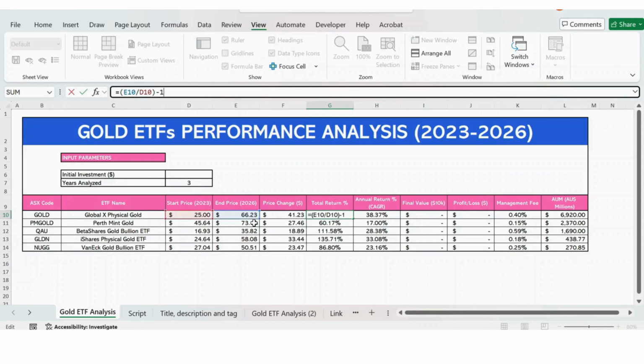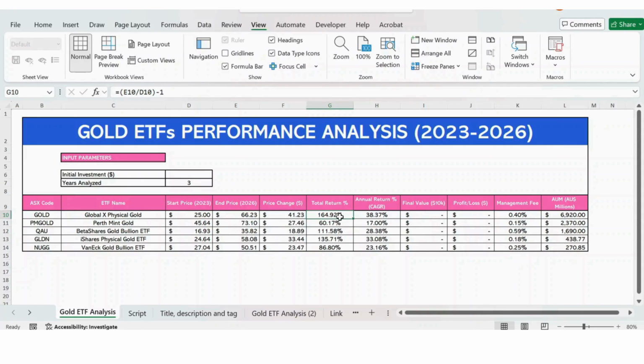Formula equals E10 divided by D10 minus 1. Let's calculate. GOLD equals 66.23 divided by 25 minus 1 equals 164.9%. Notice the huge spread from 60% to 165%. GOLD almost tripled your money.